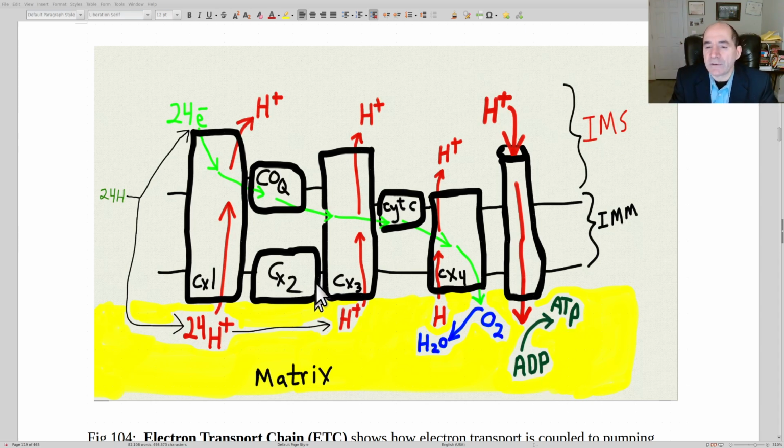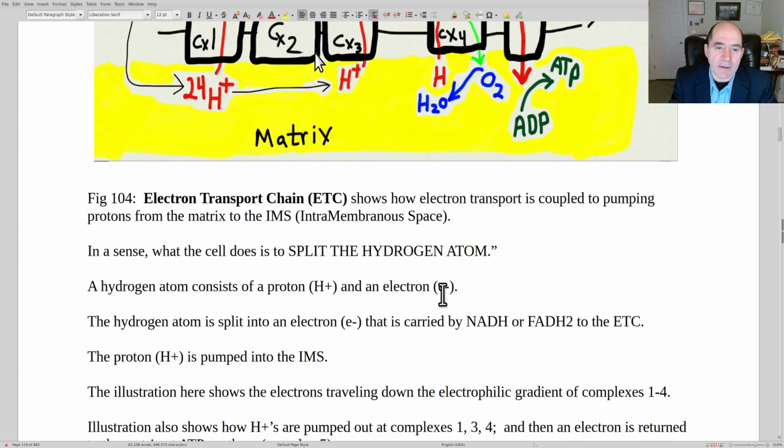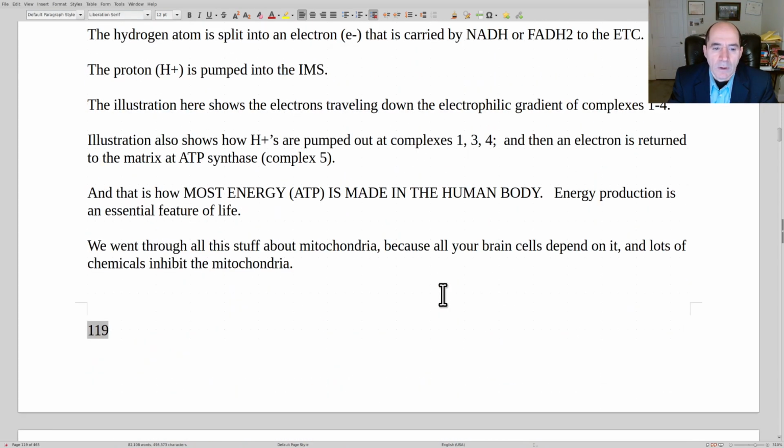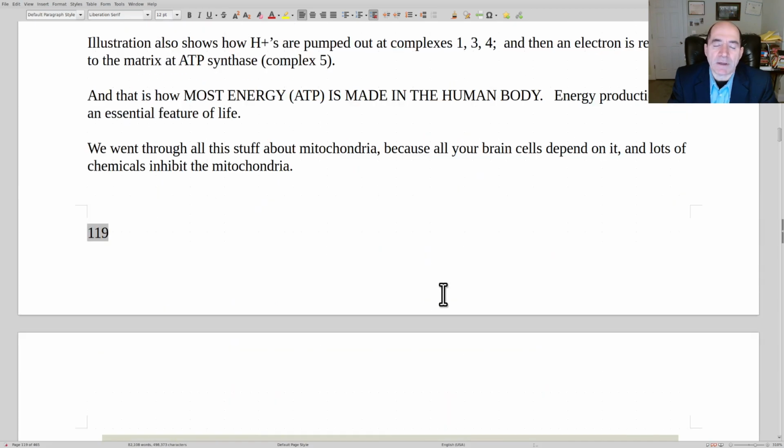Okay, and what you're seeing here, in a sense, is kind of miraculous. What has happened is these enzymes have split the atom. You say split the atom, what am I talking about? They've taken a hydrogen and split it. They pulled off its electron, separated it from its proton, run the protons through this gradient over here, and then passed the electrons down this chain. Genius, okay? It's awesome. That's how we make energy, by splitting the atom. And you make tons of energy that way.